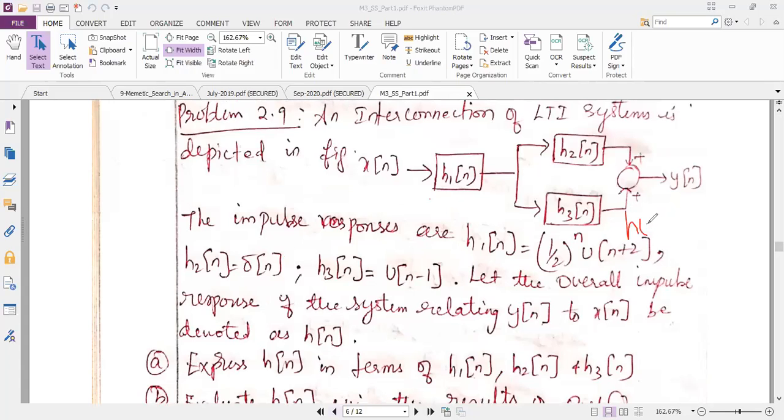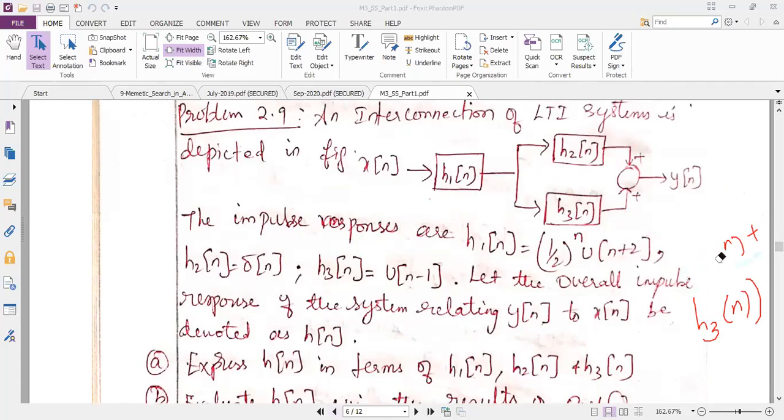h of n is equal to h1 of n convolution with h2 of n plus h3 of n. Is it right or wrong? Yes, ma'am, it's right. Very good. So the first question is very easy. They are asking us to write h of n in terms of h1, h2, h3.